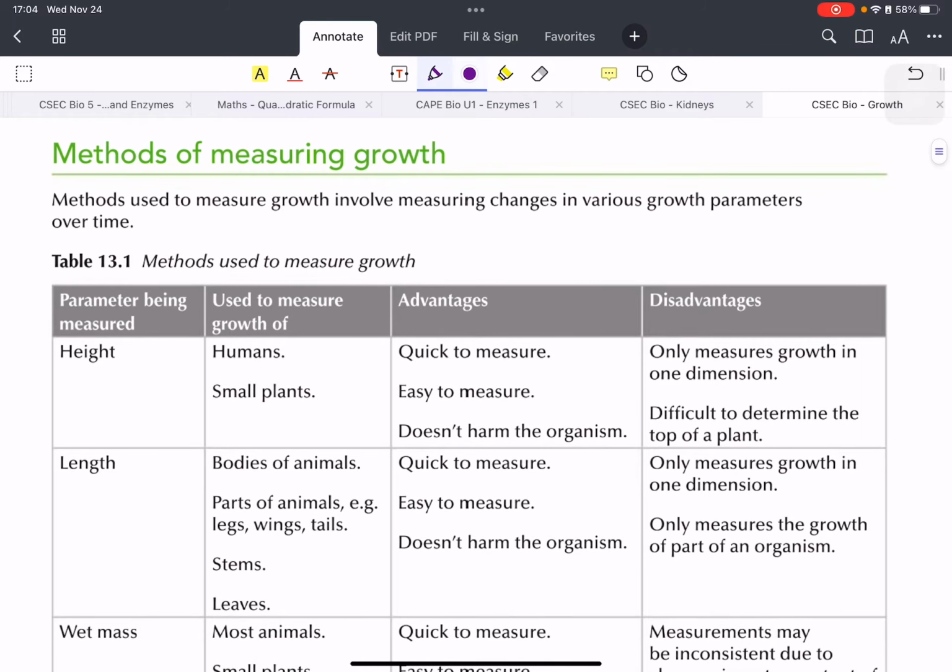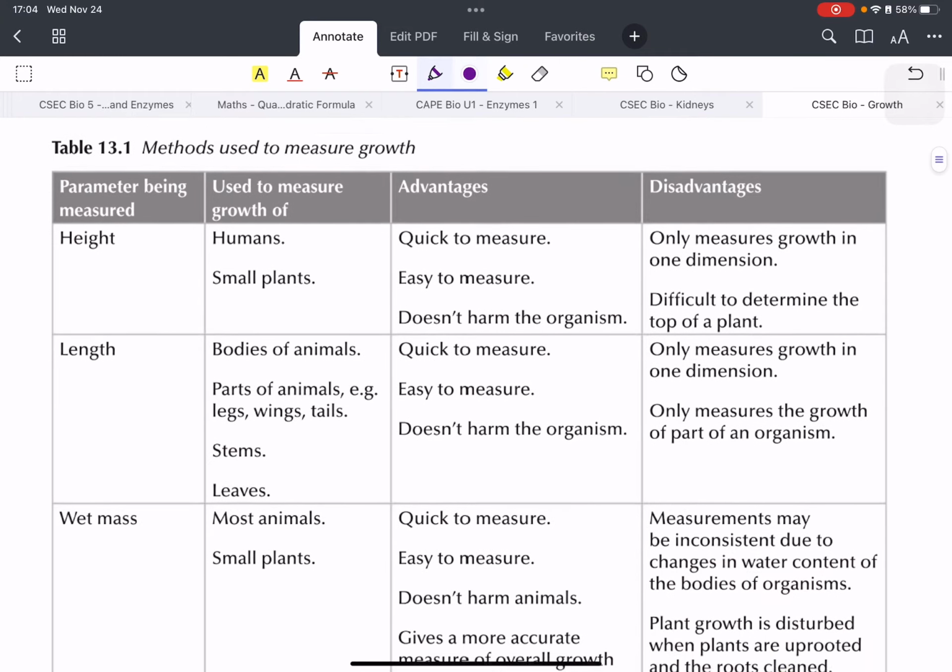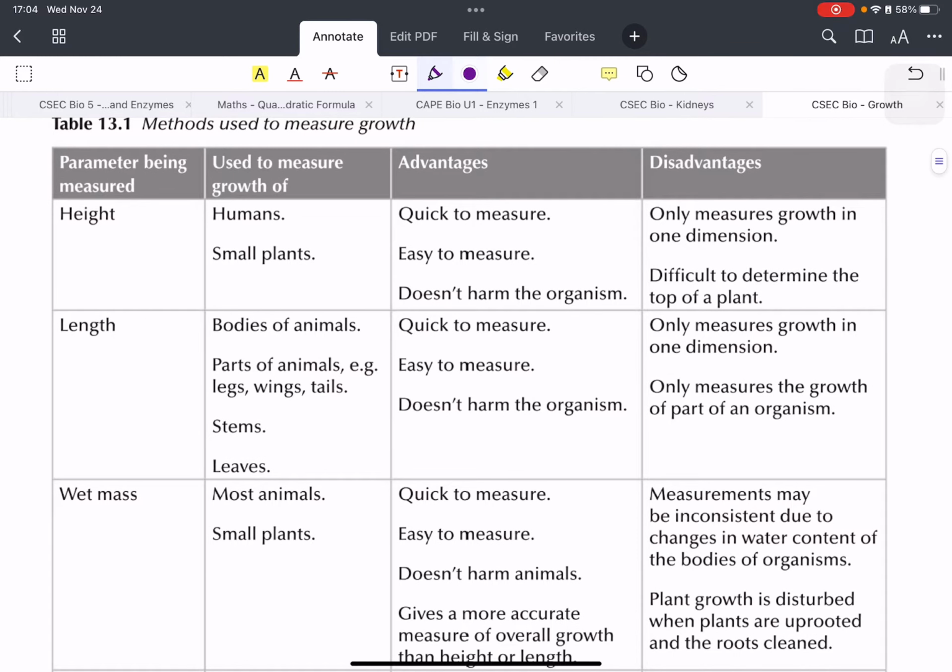Now we have different methods of measuring growth in the lab, or if we go out into a field, okay? So this is not really important for your exam per se, but it could be important if you're doing a lab or a practical aspect of the exam, say paper 3, okay? So this table has a lot of parameters or a lot of different methods that we can measure growth, like your height, weight, mass, and so on and so forth, right?